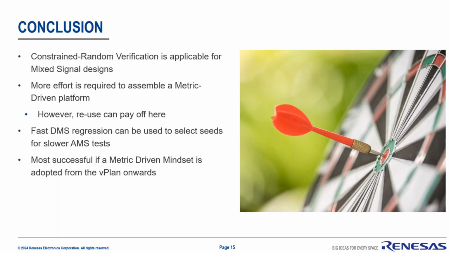And then another lesson is that if you have a co-verification platform or common verification platform, you can basically run things in DMS first and then choose the best tests to run on the slower AMS platform.